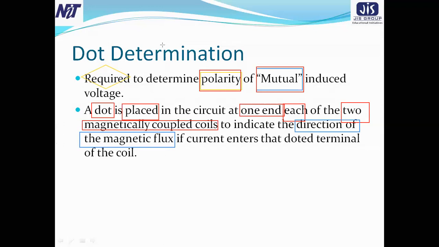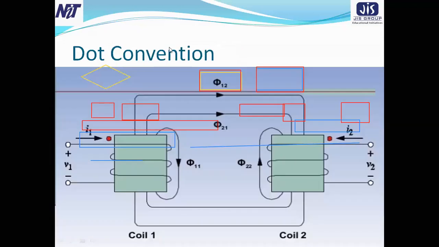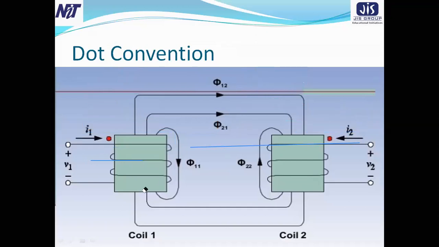So these are the basic requirements of dot determination. Now look at the figure of the magnetically coupled coils. There are two dots, one on the left-hand side and one on the right-hand side. On the left, the current I1 enters the circuit, and from the right-hand side secondary terminal, the current I2 enters the circuit.